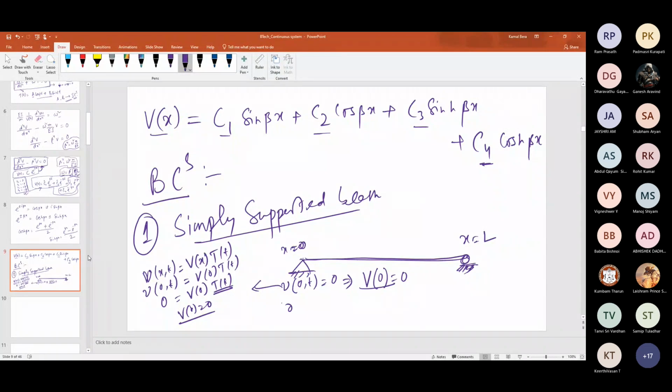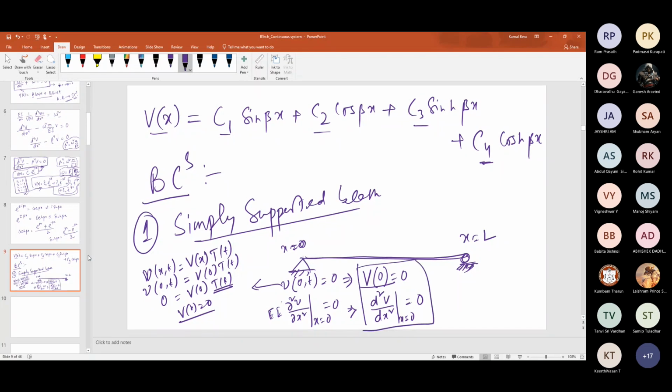So let me write it here. EI ∂²V/∂x² evaluated at x equals 0 should be 0. So that will lead to d²V/dx² evaluated at x equals 0. Correct? Agree with this? Similarly, on the other side, V at L equals 0, and d²V/dx² evaluated at x equals L should be 0.